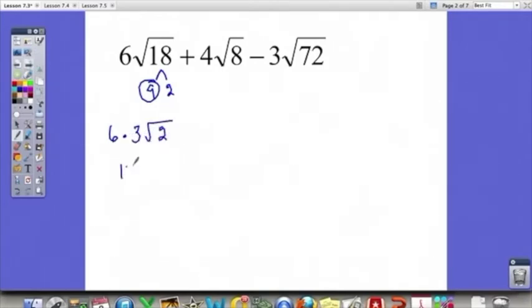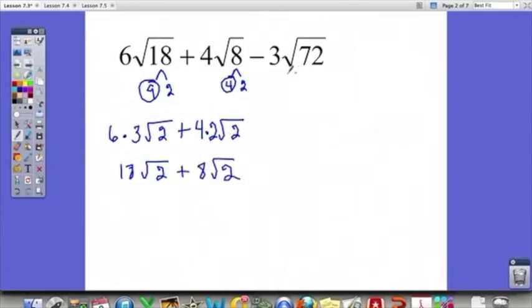Now that simplifies to 18, and I'll keep doing that. So 8's 4 times 2. So I've got the 4 that was already there, and then 2 root 2. Okay, so when I multiply there, I'll have 8 root 2. And then finishing off here, 72 is 36 times 2. So I'm going to bring the 3 down. Square root of 36 is 6 root 2.